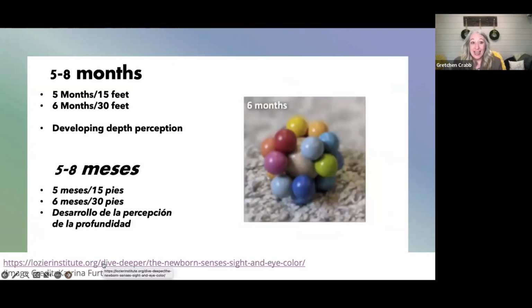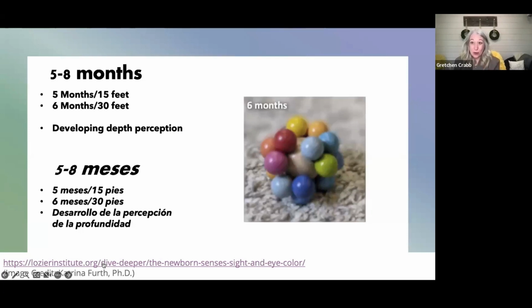Then at about 5 to 8 months, we start noticing some really significant shifts. At 5 months, a baby can see up to 15 feet. At 6 months, they can see up to 30 feet, which is huge, right? That they can develop that amount of visual acuity in such a short period of time. It's also the time where they start developing depth perception, or better sensory experiences of near and far. They also start developing more 3D perception.